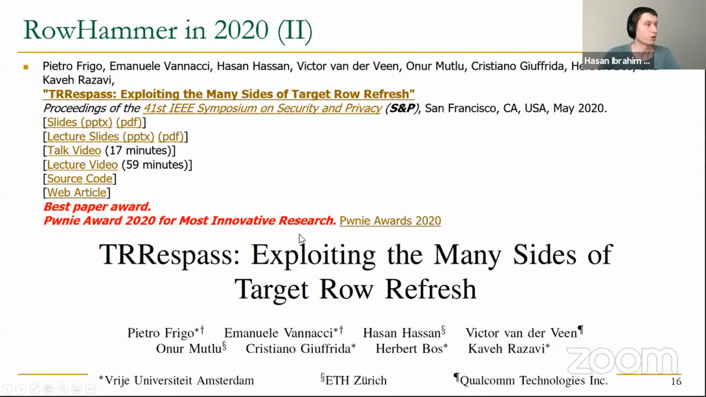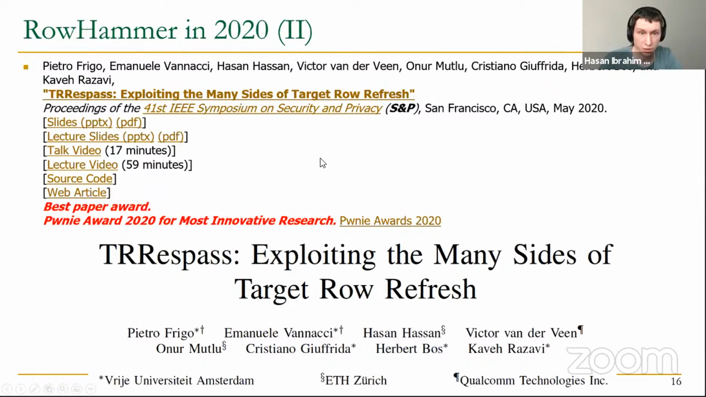And there's also another work called Trespass. In this work, researchers tried to show that the mechanisms to prevent against RowHammer that the manufacturers implement today are not sufficient to actually protect against all kinds of different hammering patterns that we can do. And in this paper, they show how you can change your DRAM hammering pattern, meaning how you can access the DRAM, to still induce bit flips.